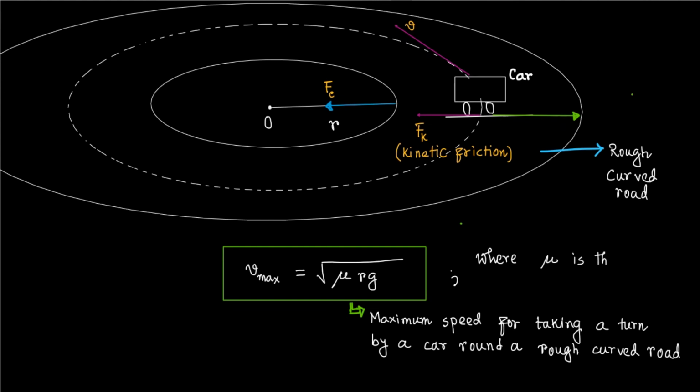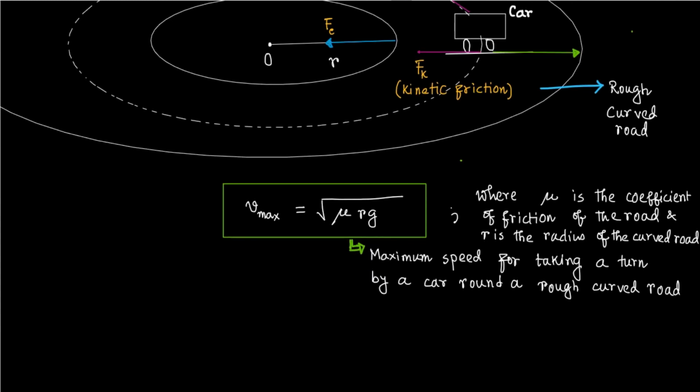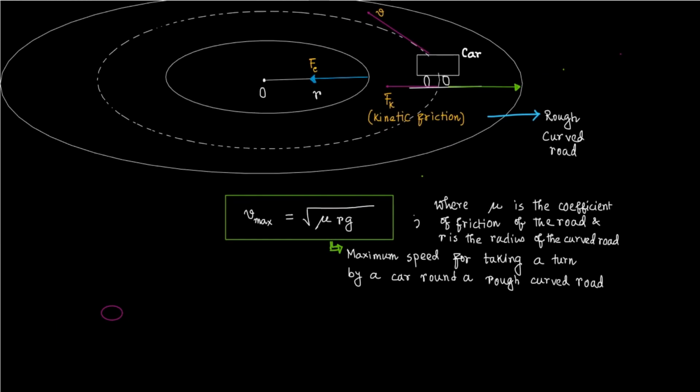Here mu is the coefficient of friction or coefficient of kinetic friction between the wheels of the car and the road, and r is the radius of curvature of the rough curved path. R is the radius of the curved path or curved road. Vmax equal root over mu rg. Additional information.